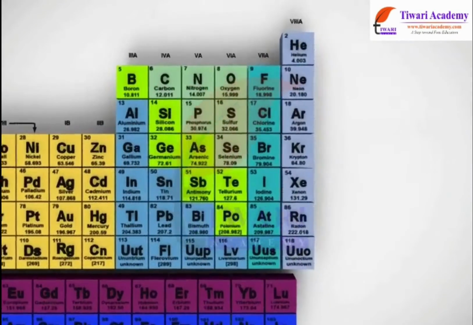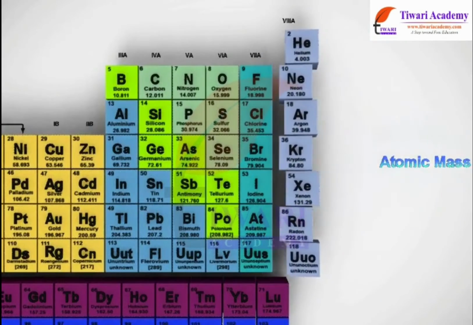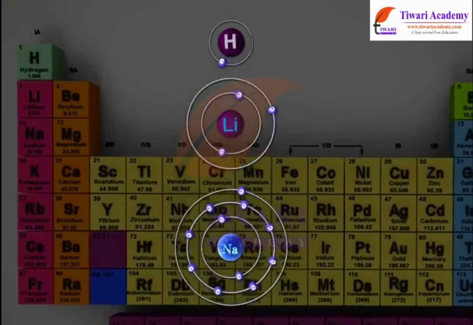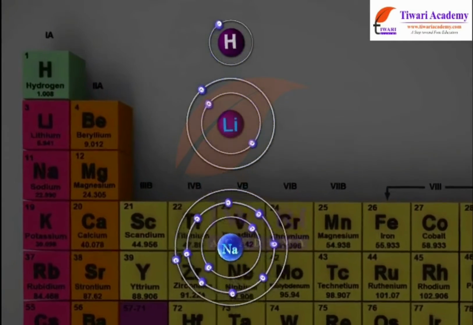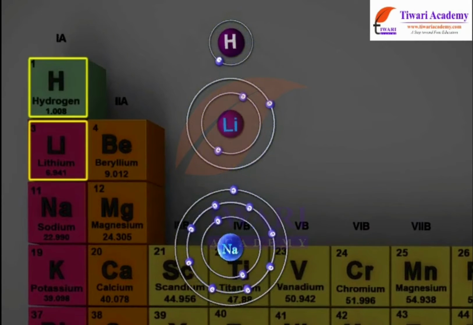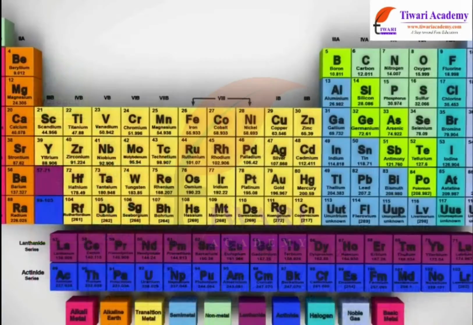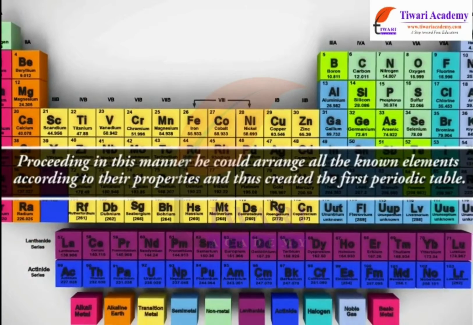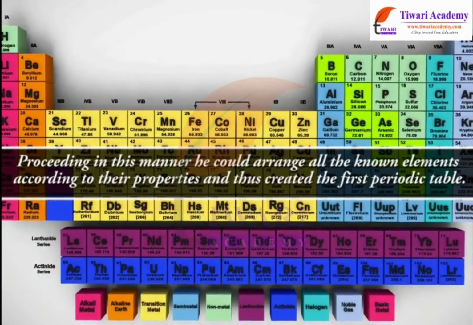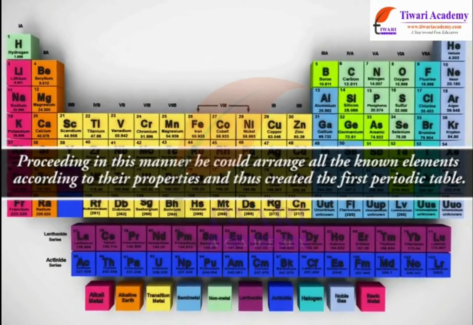Mendeleev believed that atomic mass of elements was the most fundamental property and arranged them in its increasing order in horizontal rows till he encountered an element which had properties similar to the first element. He placed this element below the first element and thus started the second row of elements. Proceeding in this manner, he could arrange all the known elements according to their properties and thus created the first periodic table.